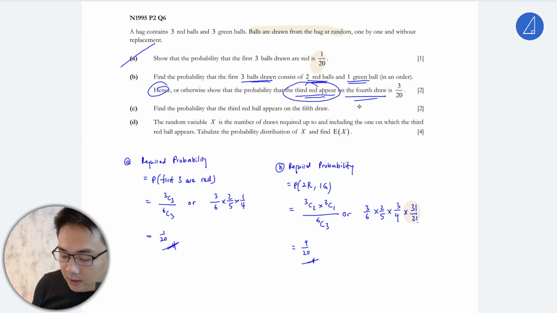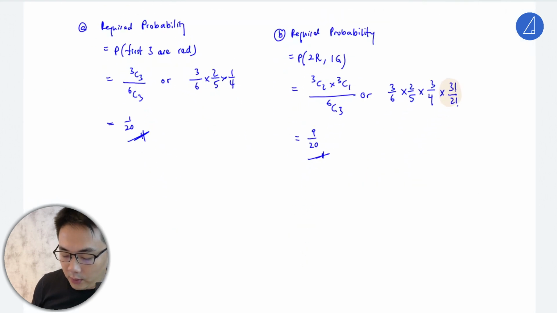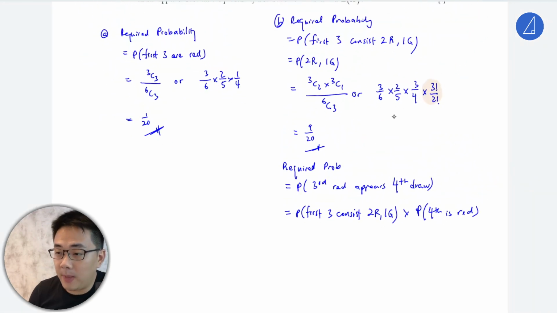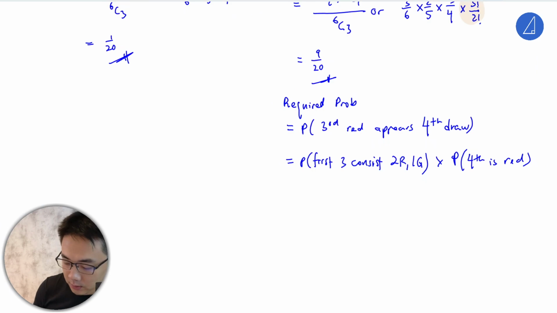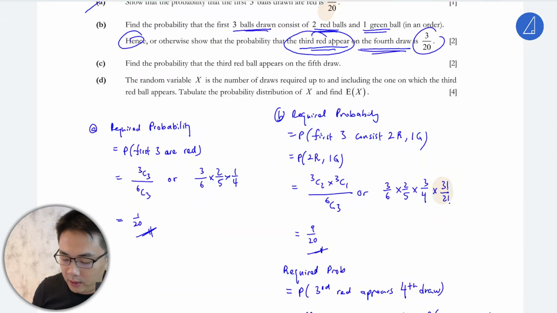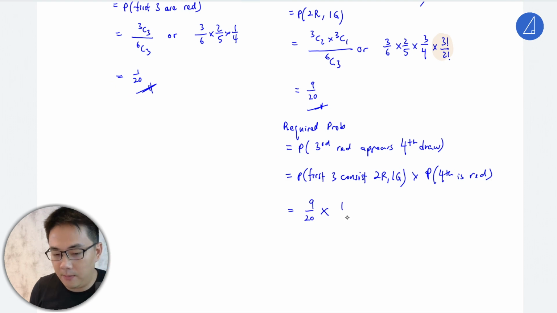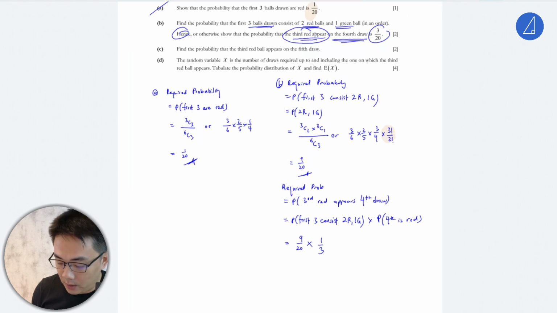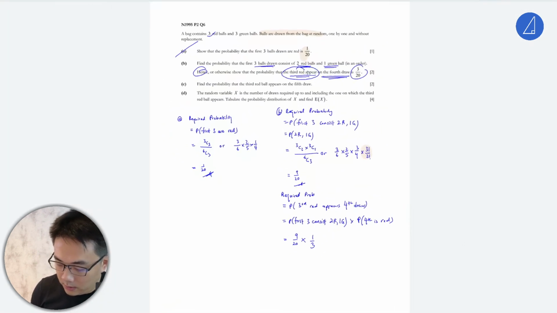Then we say that, hence or otherwise, show that the probability that the third red appears on the 4th draw is 3 over 20. So the required probability, we use the first part where the first 3 consist of 2 red, 1 green. Then the subsequent one has to be red, right? So I'm just going to use the probability that we found just now, 9 over 20, multiplied by the 4th is red. You're left with 1, because you have 3 red, you picked 2 already, so 1 over 3, because on the 4th draw you only have 3 balls left. So in this case we get 3 over 20.